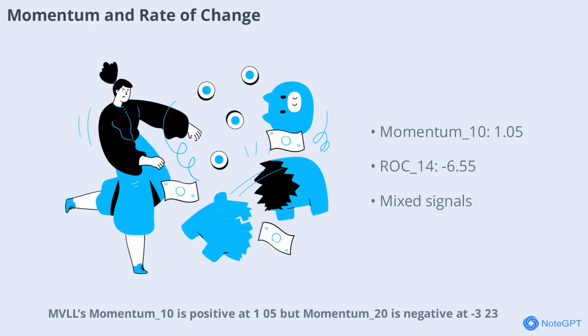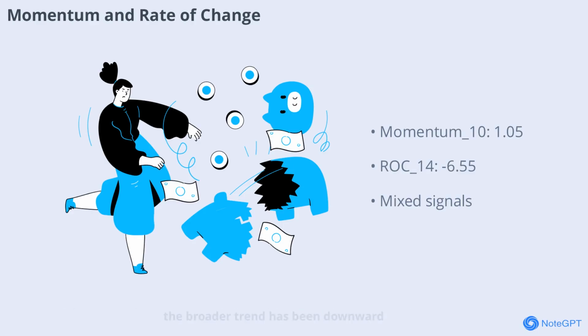MVLL's Momentum 10 is positive at 1.05. But Momentum 20 is negative at -3.23. The rate of change ROC 14 is -6.55, showing a recent decline. These mixed signals suggest that while there's been a short-term bounce, the broader trend has been downward. Let's see how volatility measures fit into this picture.